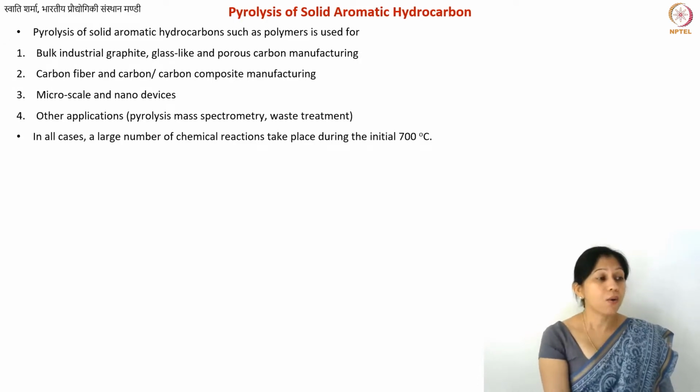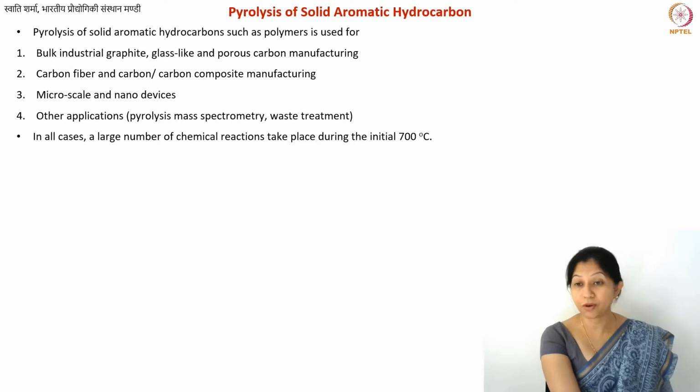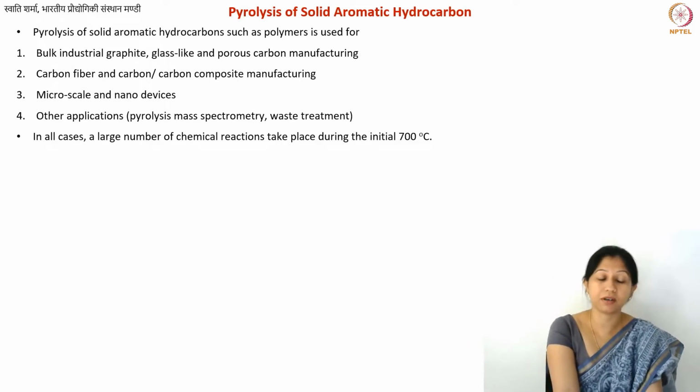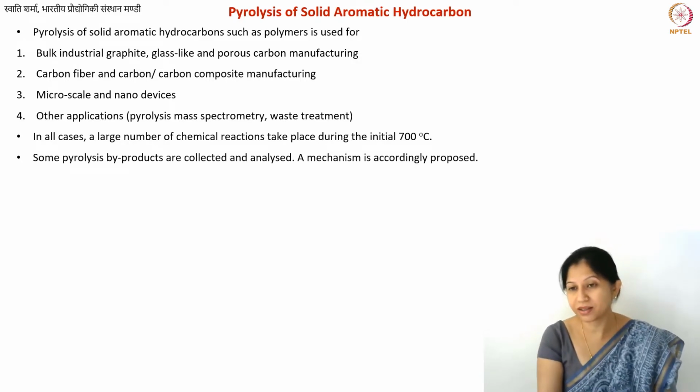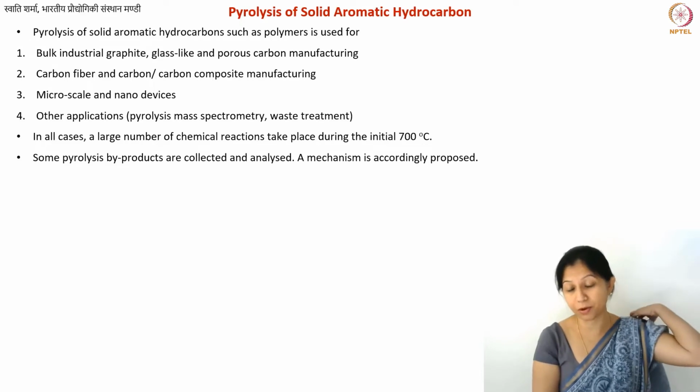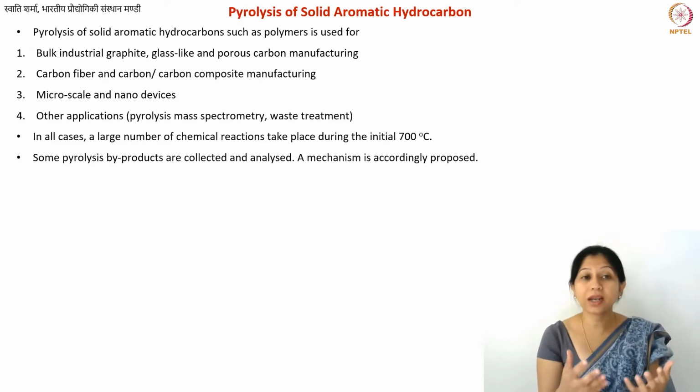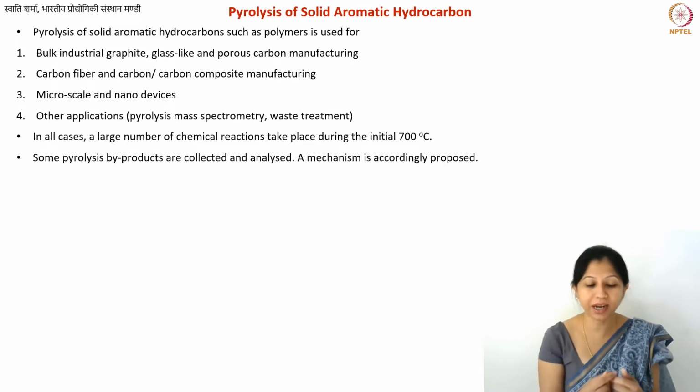Now, how do we find out the mechanism of pyrolysis for a certain given material? What you can do is analyze the byproducts. This is also the fundamental principle of mass spectrometry and so on. You can analyze the byproducts, and then based on that you can guess what happened. But this is not the only thing.